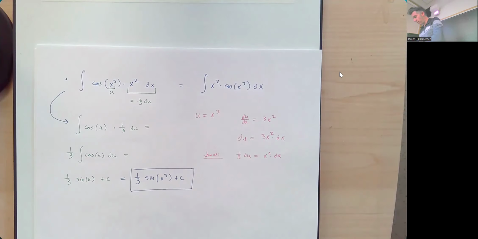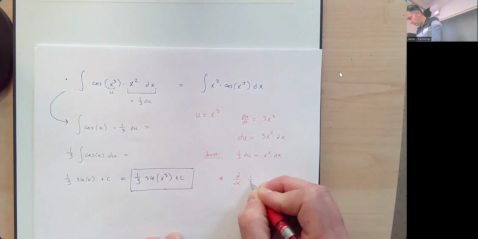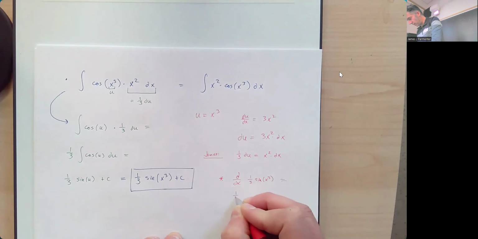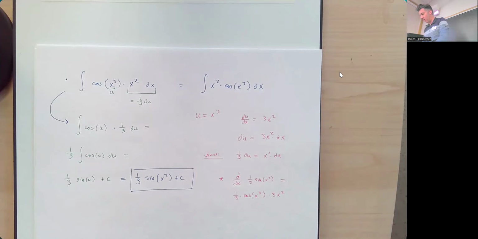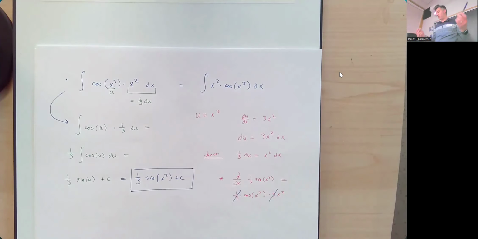So a quick note here. The derivative of 1/3 sine of x cubed is equal to 1/3 times cosine of your stuff times the derivative of your stuff. And not surprisingly at all, 3 and the 1/3 multiply to 1, and you get x squared times cosine of x cubed, exactly as we should.